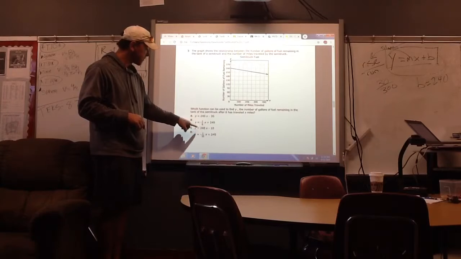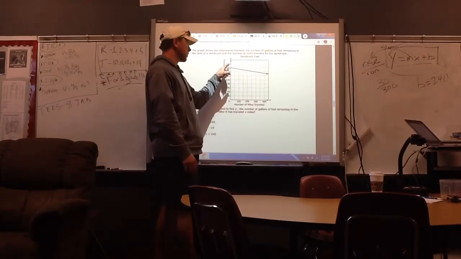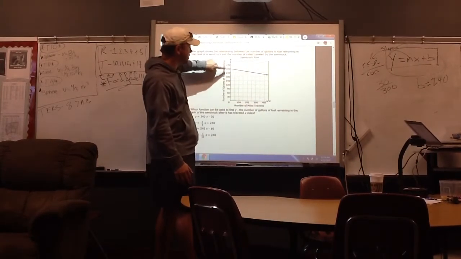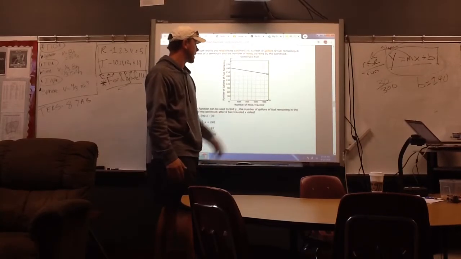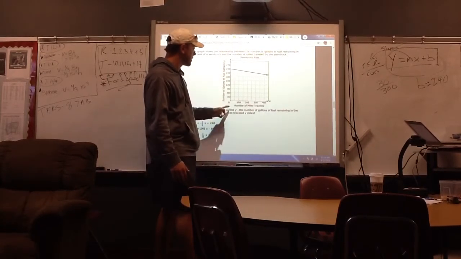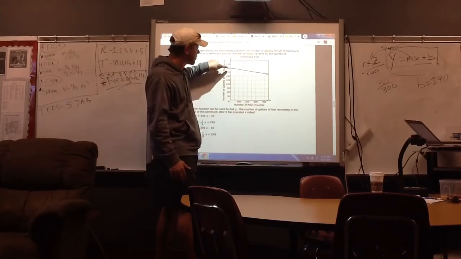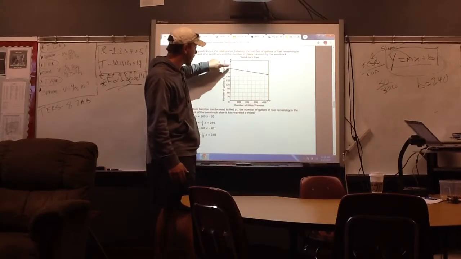Either the slope is -1/6 or it's -1/10. How do you find slope? Rise over run. But pay attention to the values of your y-axis and the values of your x-axis. These are going up by 30s. These are going up by 50. So you can't just count the lines. You have to go, okay, from here to here. What is that? The rise.